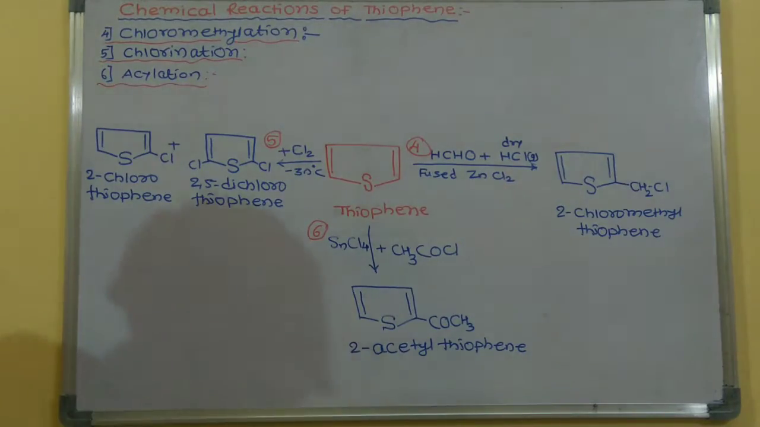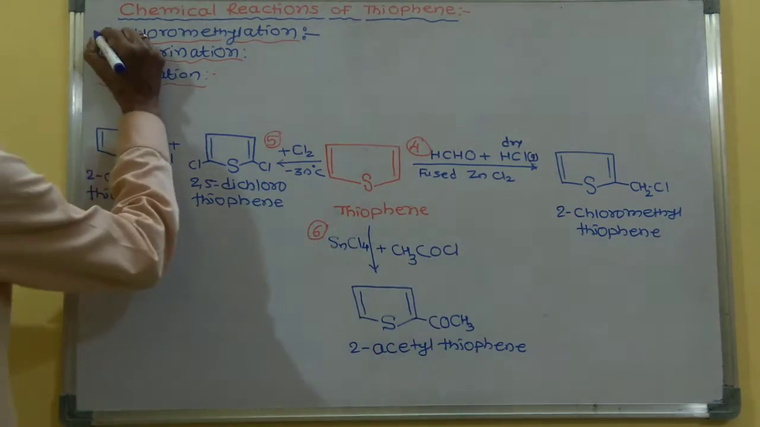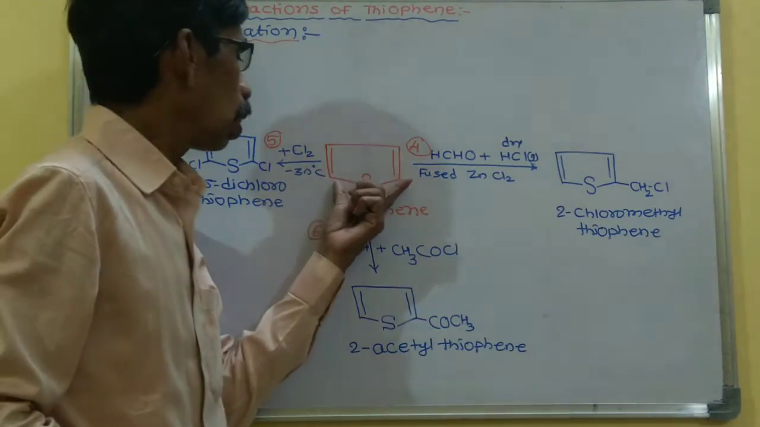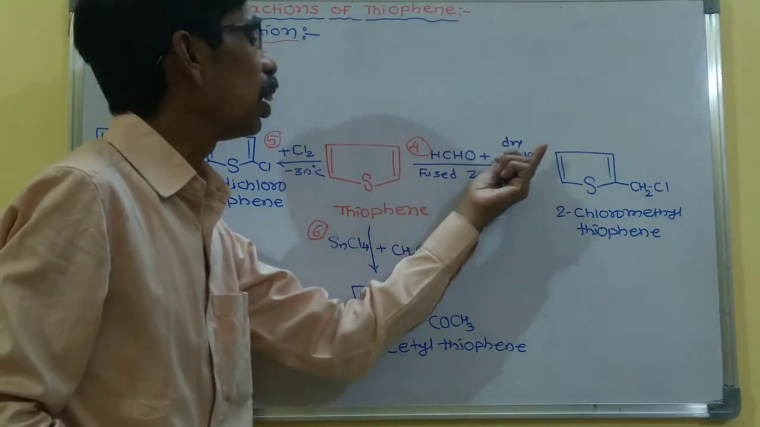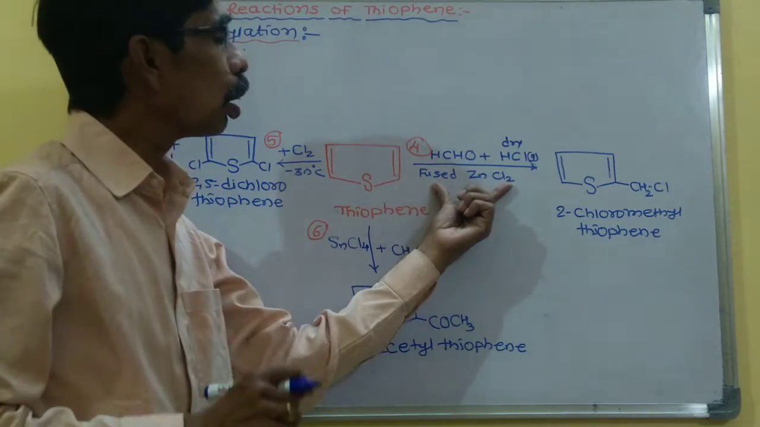Students, today we will discuss the remaining chemical reactions of thiophene. So, the next reaction is the chloromethylation reaction. In this reaction, thiophene reacts with formaldehyde and dry HCl gas in the presence of fused zinc chloride.